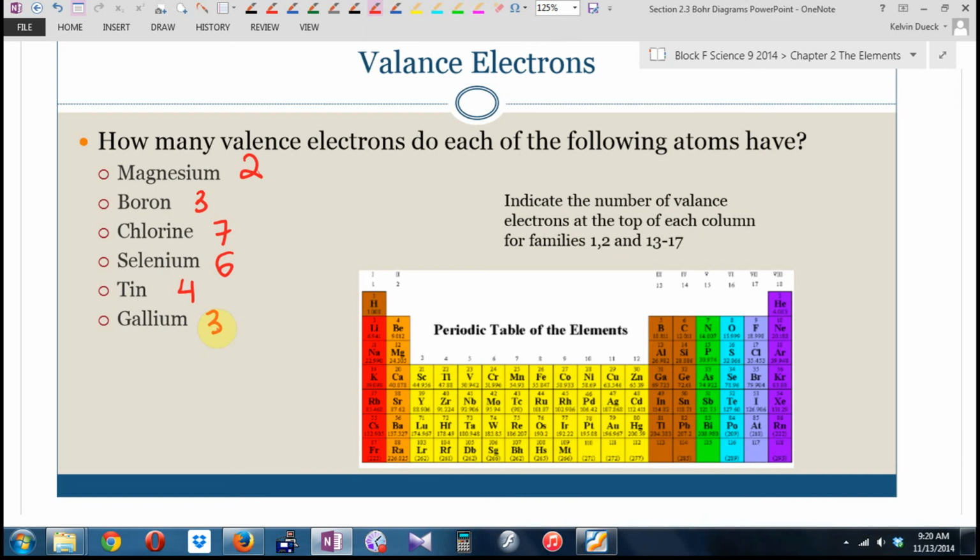So tin, which is way down here, I'm not going to say blah, blah, blah, it has 4. Also, you'll notice, what's the ion charge on tin? 4. Gallium, which is right here, below boron, has 3. And selenium is element 34.